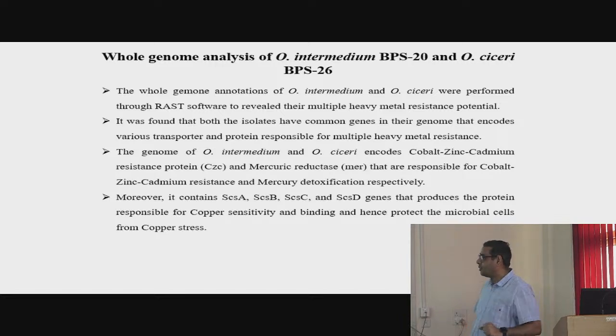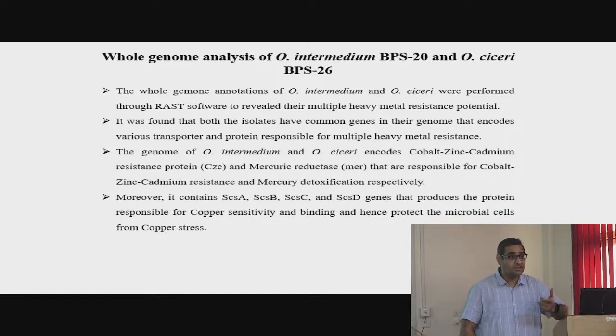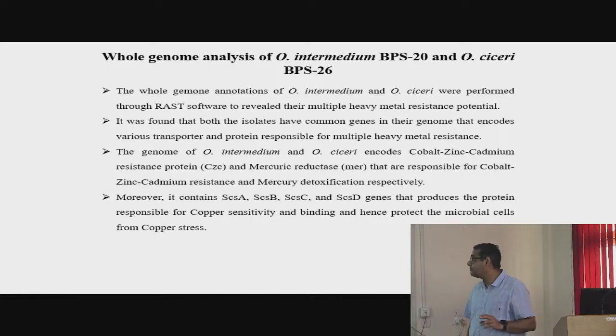Now when you have these microbes, the question comes in the mind of a person who is reading bioinformatics or structural biology: what are the proteins which are doing the job, how are the genes active to degrade those types of pollutants? So we see that we have these specific cobalt, zinc, cadmium resistance proteins and mercury reductase, which are responsible for cobalt, zinc, cadmium resistance and mercury detoxification.